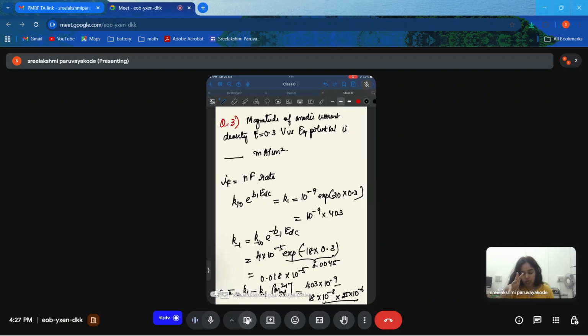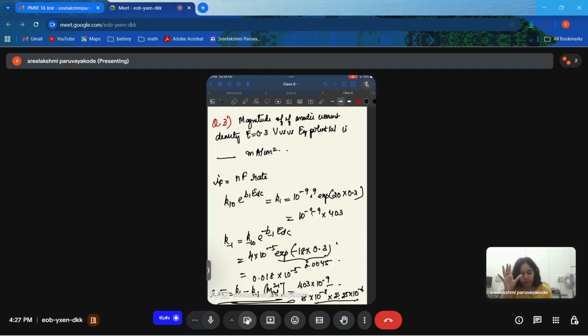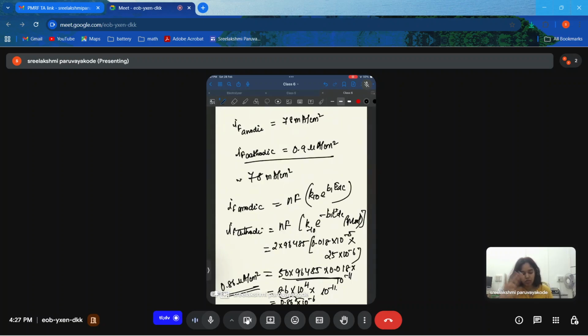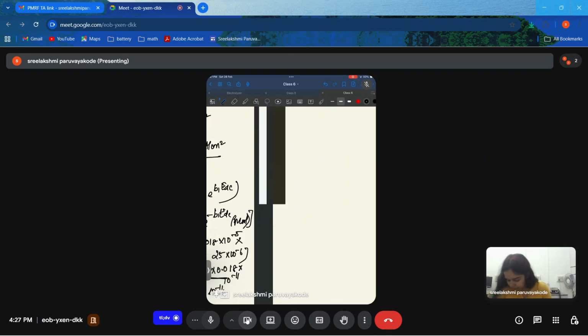I initially thought you had to find the total current density. That's why I did this step. If you had to do that, you have to do something like this. Because only cathodic is asked, you have to only consider the backward reaction. Okay? So I think all this was okay.